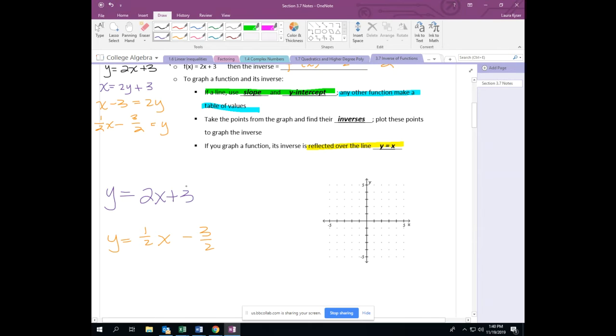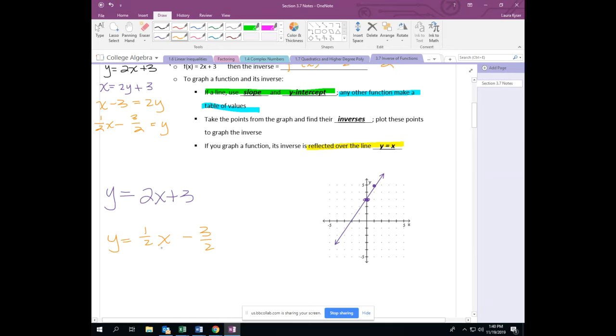My first graph starts at 3, which is here. And then to get my second point, I follow the slope, which is 2. Up 2, right 1 puts me here. And now I'm going to connect these two points with a nice line. There it is.